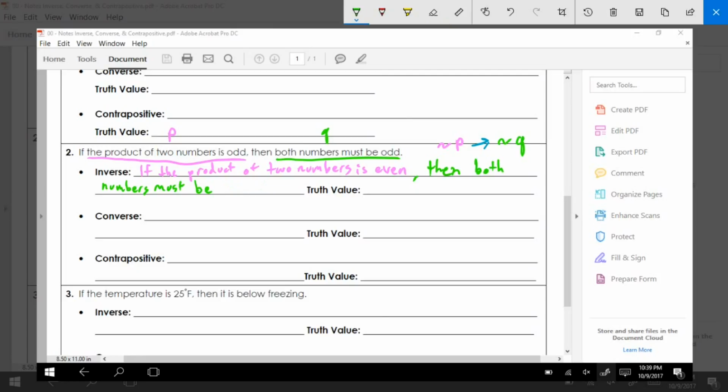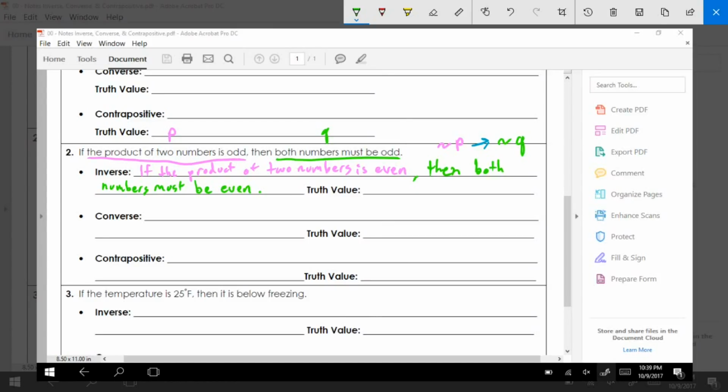Just like in English class, you can't write in an essay, I ain't not gonna do something. You have to write, I am not going to. You don't write with double negatives, so same thing here. Let's not write with double negatives. Let's just write the actual word, which is even. All right, so now is this true? If the product of two numbers is even, then both numbers must be even.